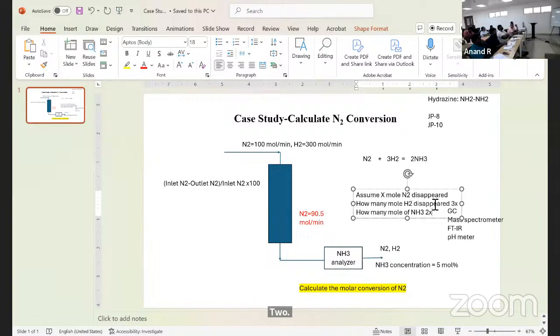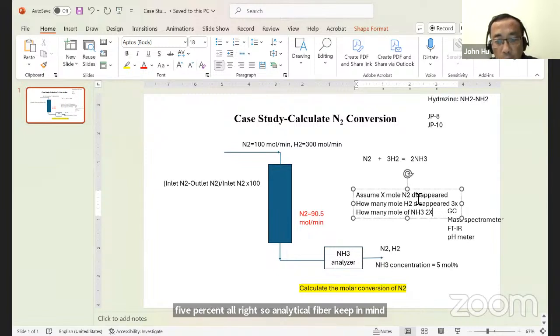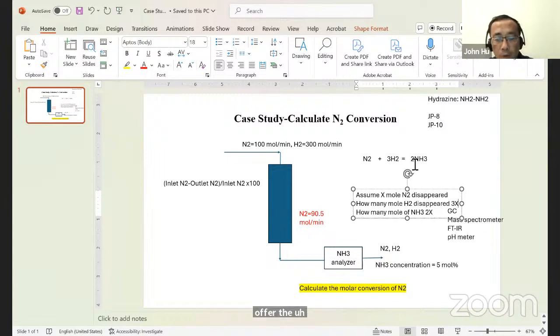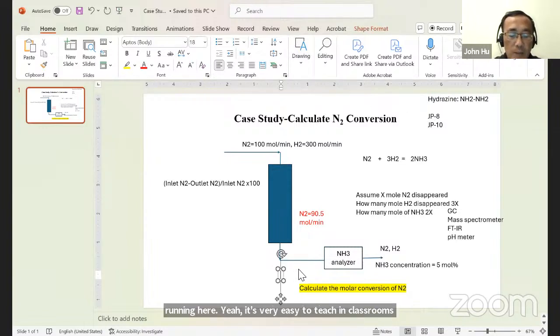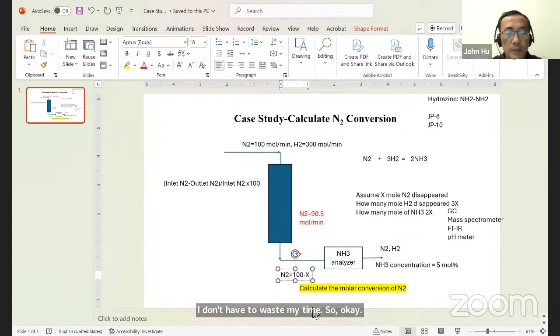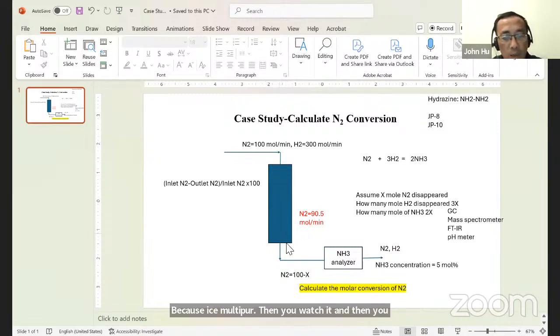Okay, then you need to build the equation. So what does this analyzer tell you? 5%, all right? Keep in mind, if you have X mole of nitrogen disappeared, and 3X of hydrogen disappeared, what do you end up with in here? I'm writing here. Because X mole disappeared, you begin with 100, X mole disappeared, and end with 100 minus X here, at this point. Correct?